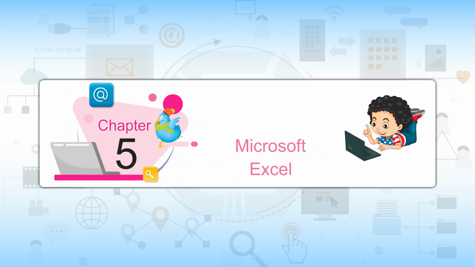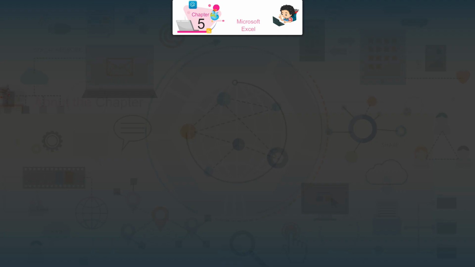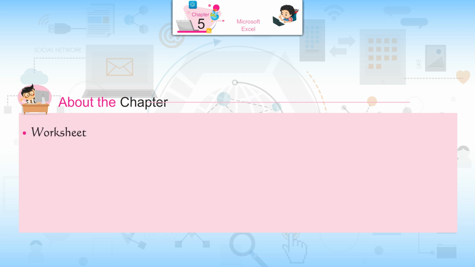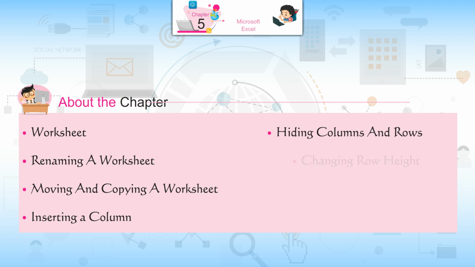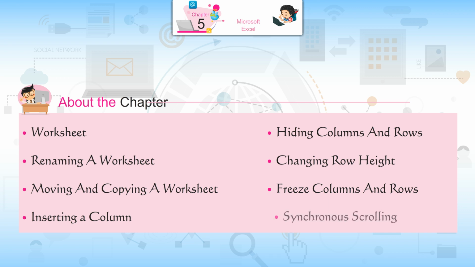Chapter 5: Microsoft Excel. About the chapter. Worksheet. Renaming a worksheet. Moving and copying a worksheet. Inserting a column. Hiding columns and rows. Changing row height. Freeze columns and rows.